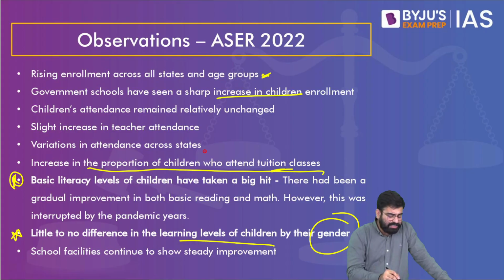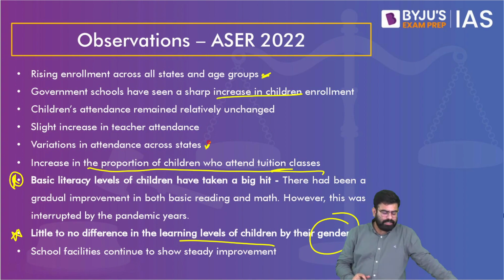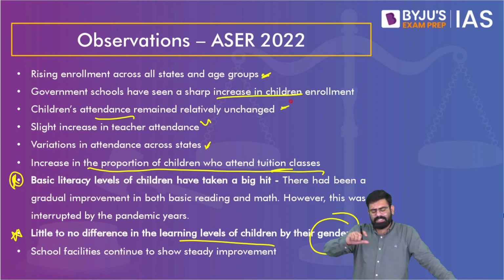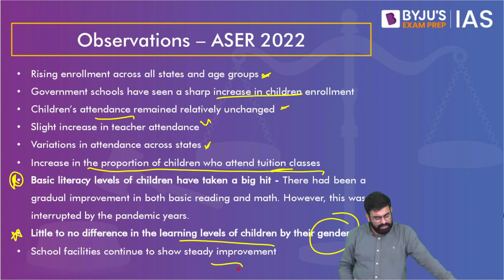Then you find variations in attendance across states. Then you also find variations when it comes to gender. There is a slight variation when it comes to gender. Then you can think of dropout rates are still high. There has been an increase in teacher attendance. Why? Because of the attendance policy of the government. Then children's attendance has remained relatively unchanged. It is pretty much the same. It has not improved for that matter, because we think that all these dimensions will be improving in the years, but it is not always so. School facilities also show steady improvement, as you have looked in the graph. These are basic observations from your ASER report.